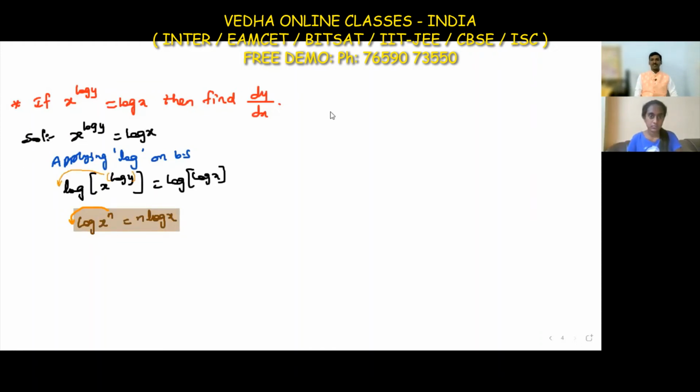So what is the purpose of logarithmic differentiation? Just writing the power as a coefficient, so that we can apply the UV formula. So log y is the coefficient, into log x is equal to log of log x. After this, we apply the differentiation, differentiating with respect to x on both sides.